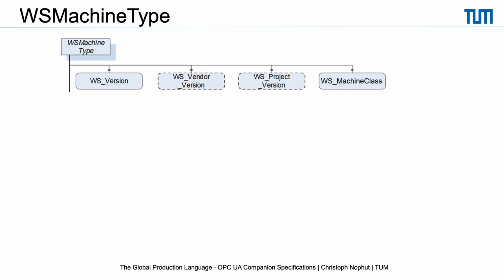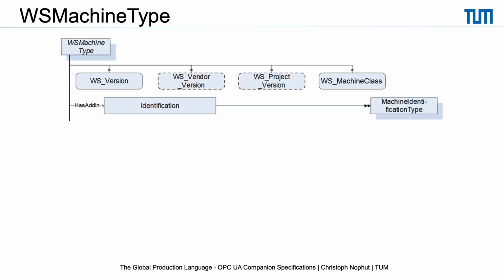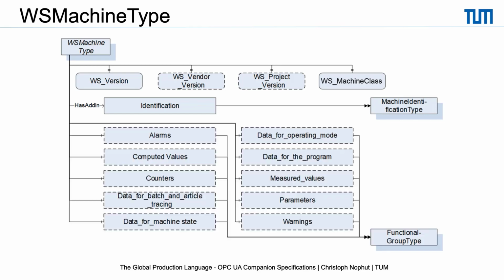The WS machine class describes which class was selected out of our domain tree. The second information of the machine type is the identification. That identification comes out of the companion specification for machinery, which was released, or the release candidate was published in May 2020.